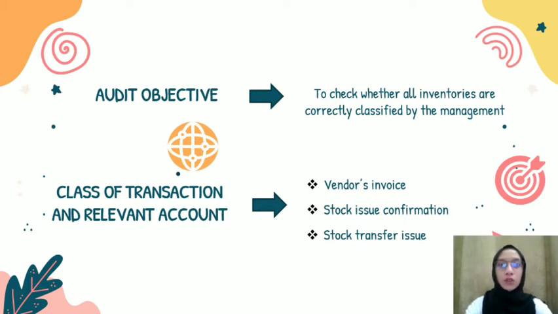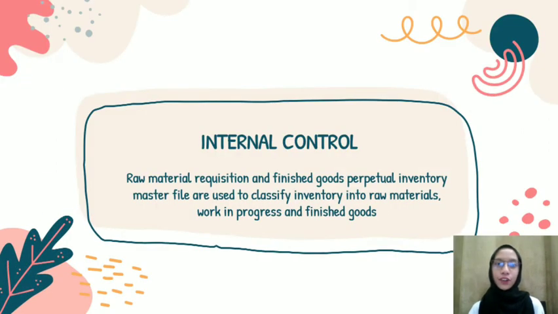The relevant accounts for classification are vendors invoice, stock issue confirmation, and stock transfer issue. This means that the auditor can use vendors invoice to check the types and the quantity of the inventory that are purchased by the company. For internal control of classification, the raw material requisition and finished goods perpetual inventory master file can be used to classify the inventory into raw materials, work in progress, and finished goods.